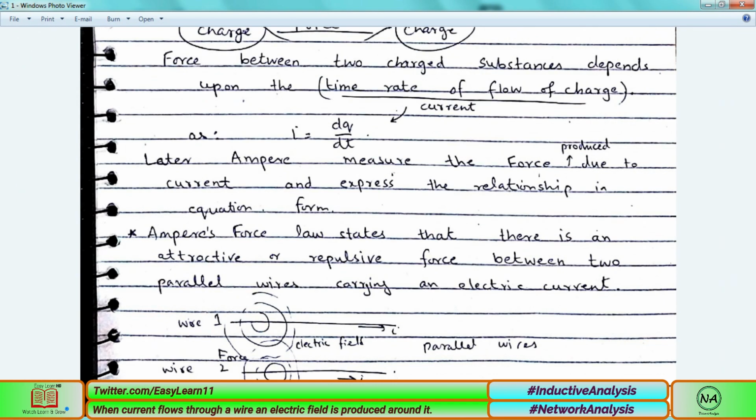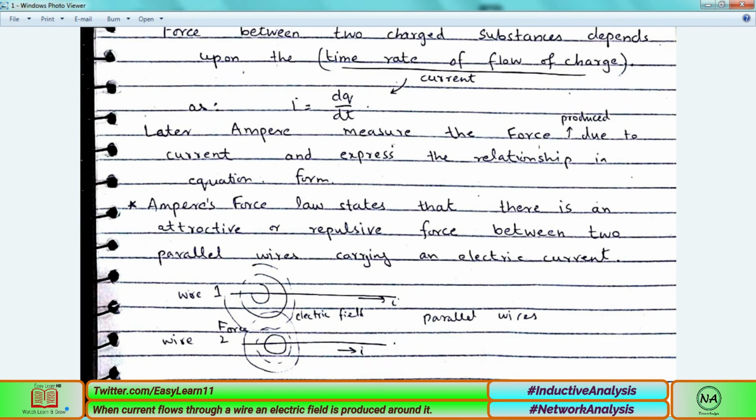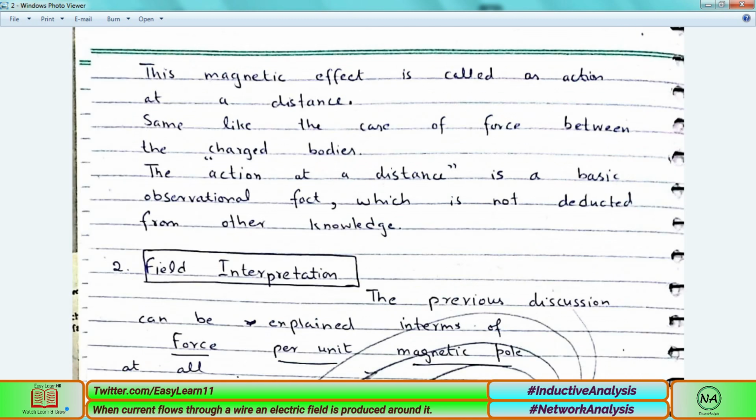So this is basically Ampere's force law, which states different things and is very useful for our purpose. The magnetic effect is called an action at a distance, like the case of the force between two charged bodies. That was again action at a distance. We are observing these with our naked eye, and no rocket science is needed to observe.